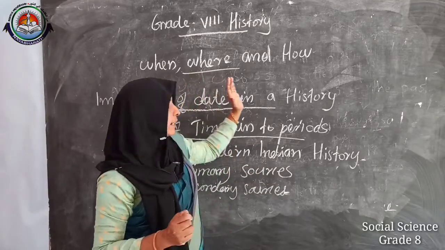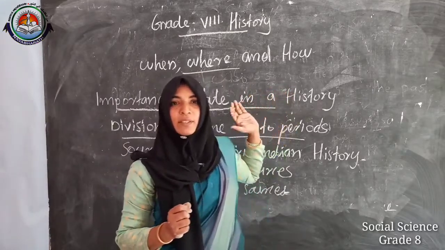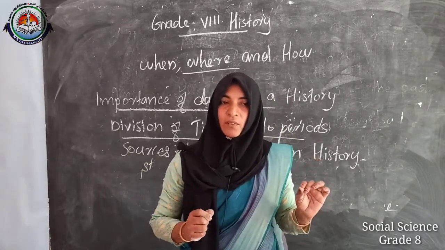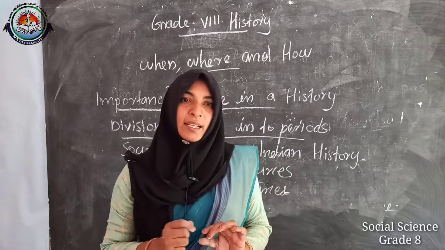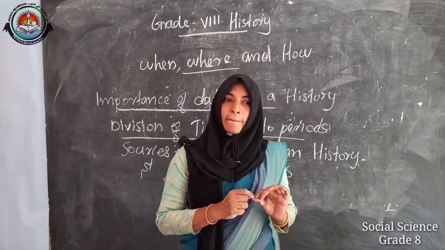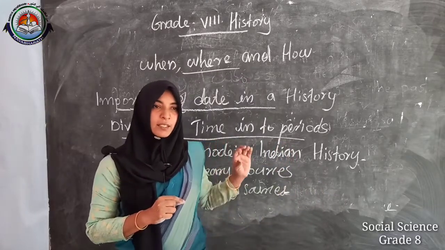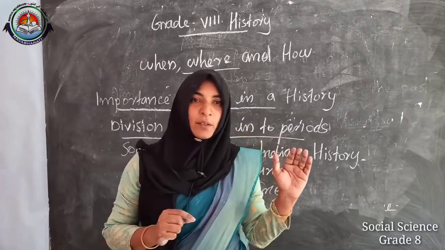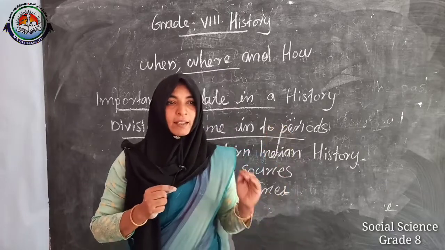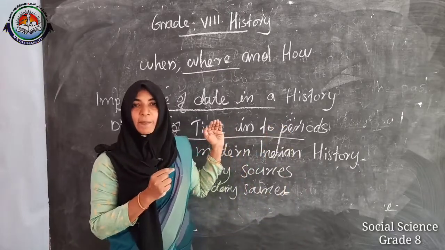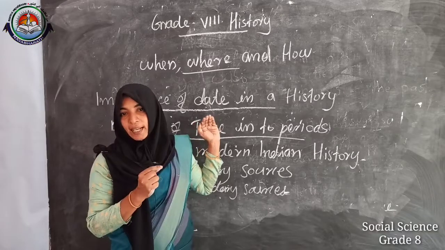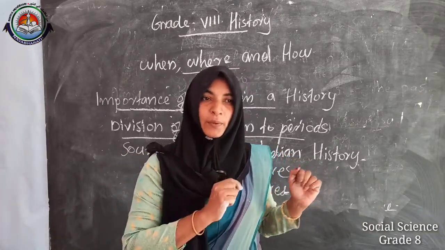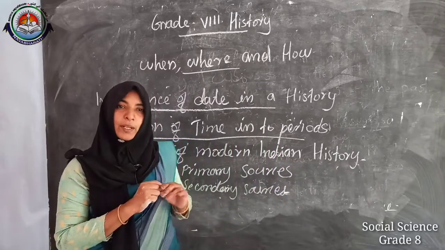Listen. Now today we studied about what? When, where and how. First we studied about history. Definition of history. What do you mean by history? History is a set of past events set in a chronological order.